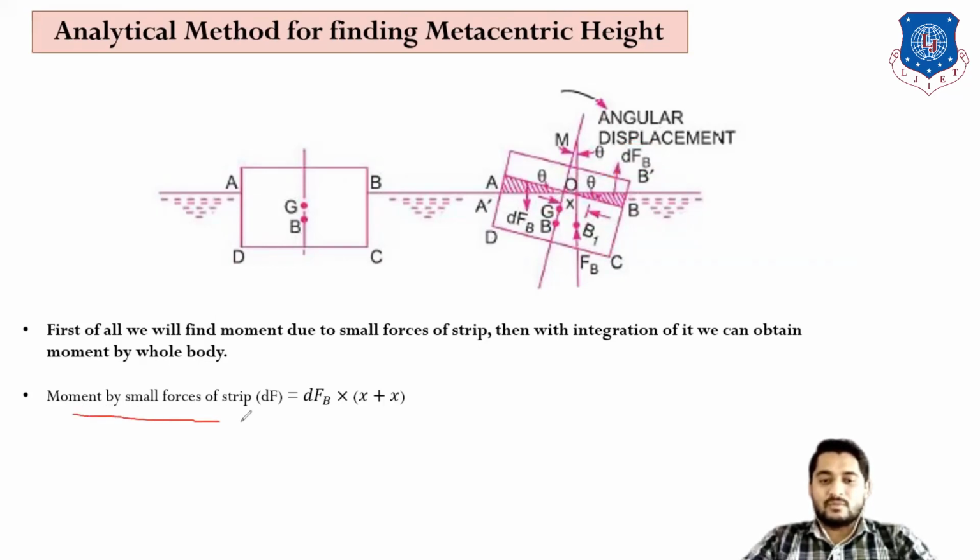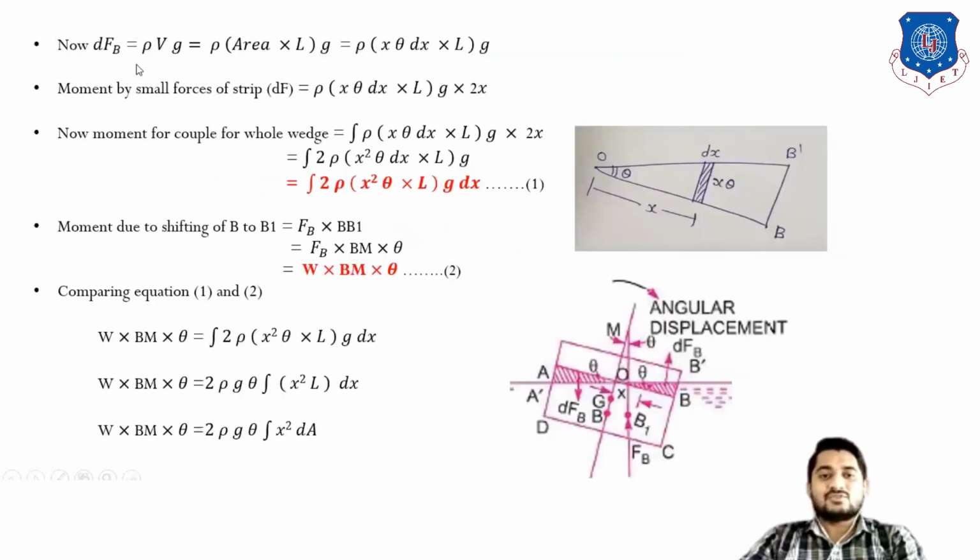Right? So let us find all the small forces' moment. First, the moment by small force dF. Here is one force and here is one force, exactly the same value and opposite direction; that is known as a couple moment. So the moment of strip dF is equal to the force value dFB into the perpendicular distance between them. The perpendicular distance from the center line to this one is x, and on this side it is x, so x plus x is 2x. So the moment of the small force is dFB into 2x. Let us find dFB first.